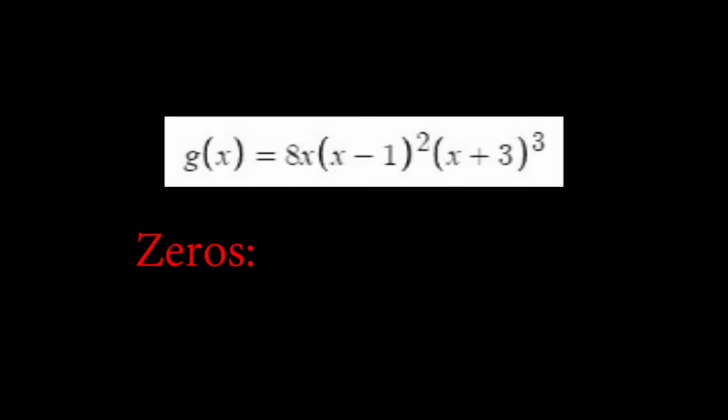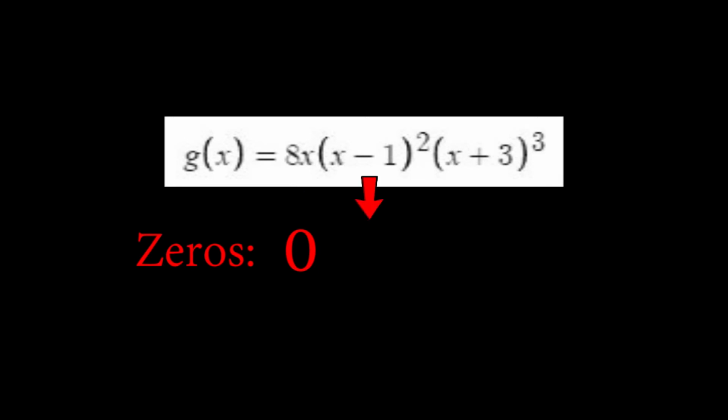Let's look at this other function. 8x times x minus 1 squared times x plus 3 cubed. Again, one way you could do this is to graph this function and look for your x-intercepts, but we'll do this algebraically. What does it take for me to get 8x and make that equal 0? What do I plug in for x? Well, 0 times any number is 0. So if I plug in 0 for x, that term will become 0.